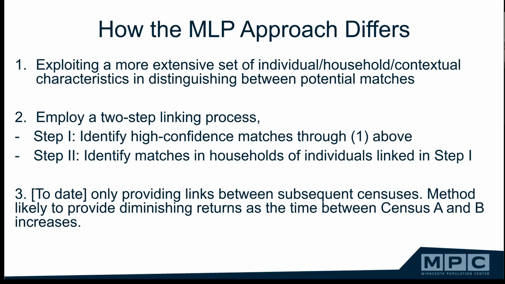We are employing a two-step linking process, where in step one we identify high confidence matches through point one, where we're using a more extensive set of characteristics, and step two directly follows step one, where we attempt to identify matches in households of individuals linked in step one. This will become clearer as I move forward. To date, we are only able to provide links between subsequent censuses. So we have links between 1900, 1910, 1910 to 1920, etc.